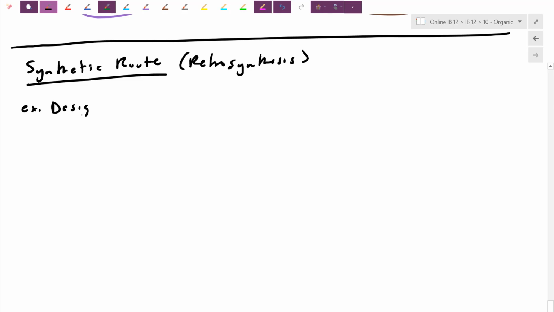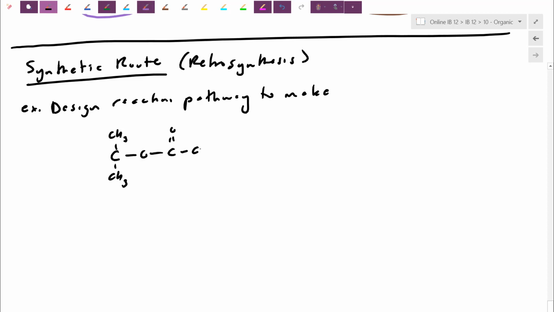I want you to design a reaction pathway to make a target molecule we have in mind. I'm going to have a CH3, CH3, O, C double bond O, CH3. Let's say we have this. So maybe I'm in the pharmaceutical business and I want to create this one here. I would need to watch out for R and S isomers and things like that as well. But just for us, we have a target molecule in mind. This is what I want to end up creating.